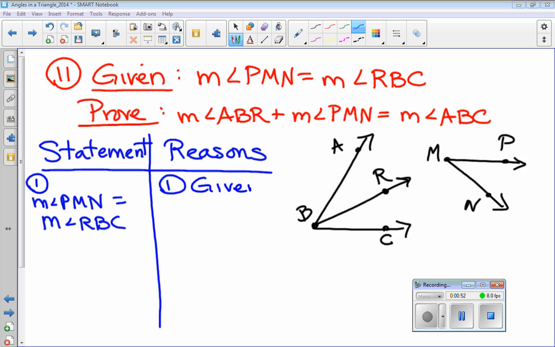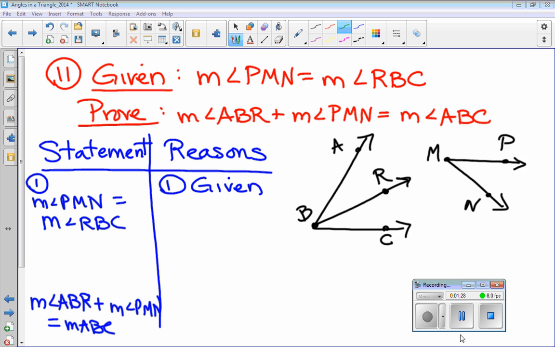Now, I don't know how many steps are in between, but I know that my last step should be the measure of angle ABR plus the measure of angle PMN is equal to the measure of angle ABC. And I don't know what number step that is, I just know it's down there at the end. And that is the same format for every proof that we ever do, right? Nothing's changed.